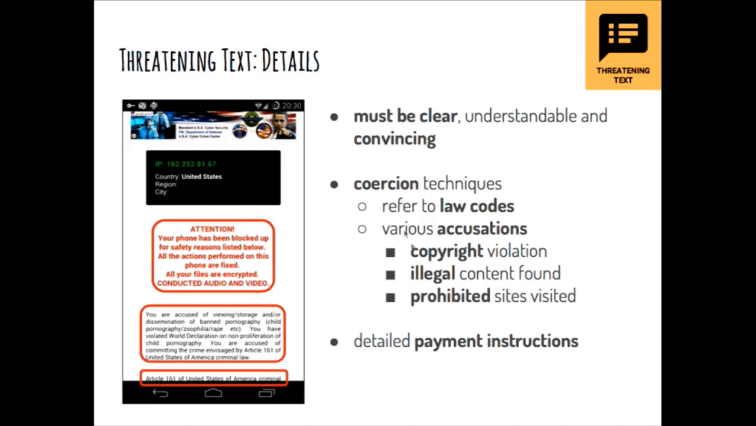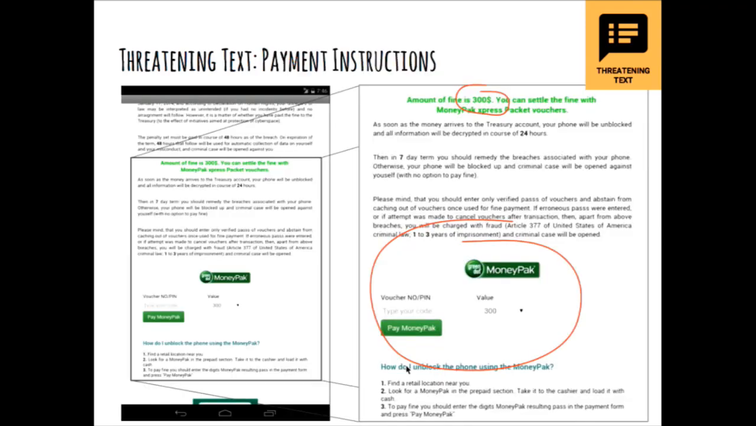So in addition to that, we have seen also the use of several coercion techniques. We have seen accusations, referring to law codes and things like this. And of course, you want to have detailed payment instructions. This is key for implementing a good locking screen, right? You want your victim to easily find a way to pay. Otherwise, the victim might just be confused, bring the phone to the repair shop, and maybe the repair guy issues a reset. All the data is lost, but also the victim is lost from the perspective of the bad guy.